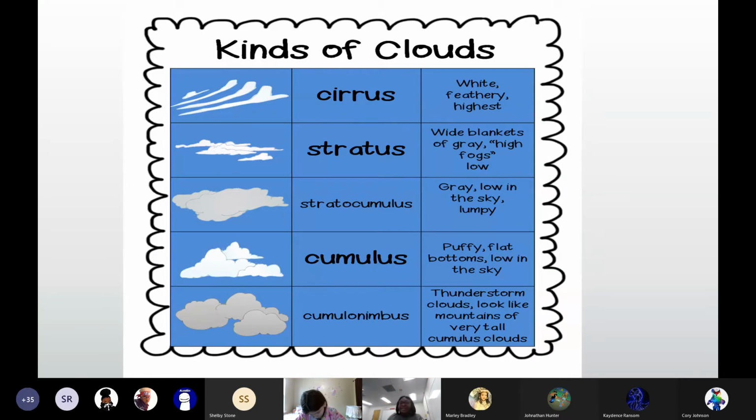When I see a cirrus cloud, I know that fair weather is here or fair weather is coming. Can someone tell me again, what is fair weather? Good weather. Yeah. So cirrus clouds tell us that good weather is here to stay.